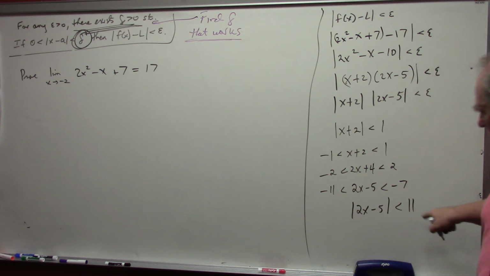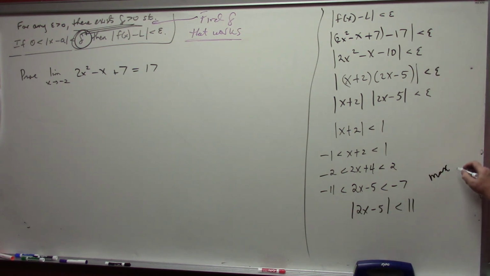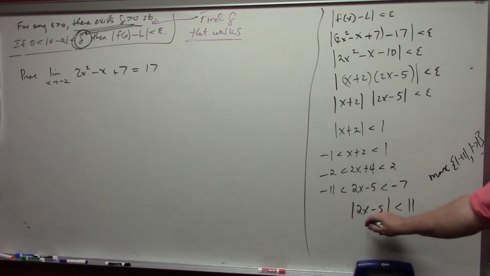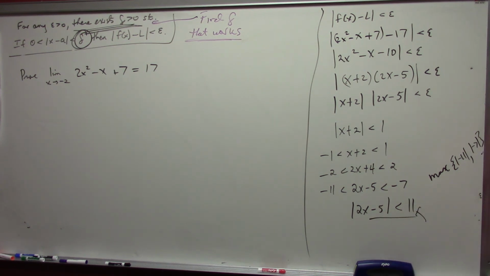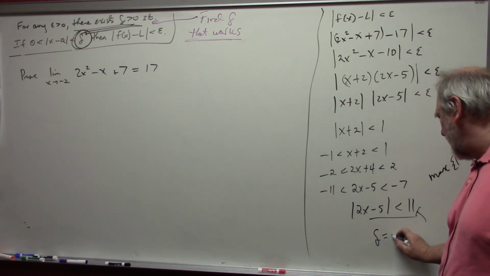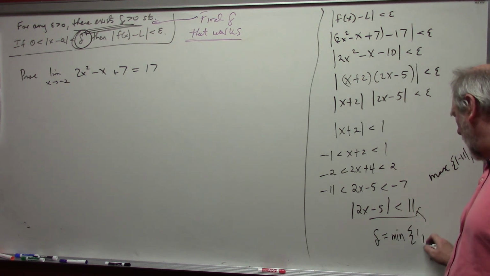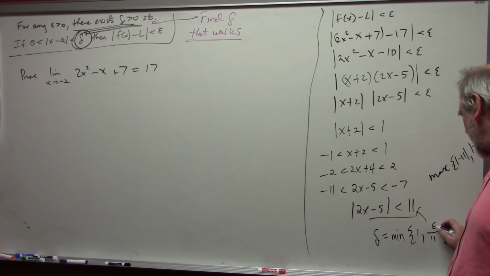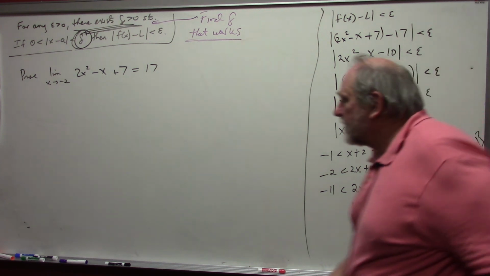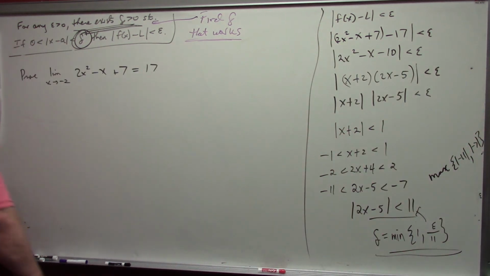Remember, we pick the max of the absolute value of -11 and -7, the absolute value of -7. We pick the max of K1 and K2, both in absolute value. So this is my M, which means that my delta, based on what I talked about last time, is going to be the min of 1 and epsilon over 11. And we're ready to do the proof. So let epsilon be greater than 0.